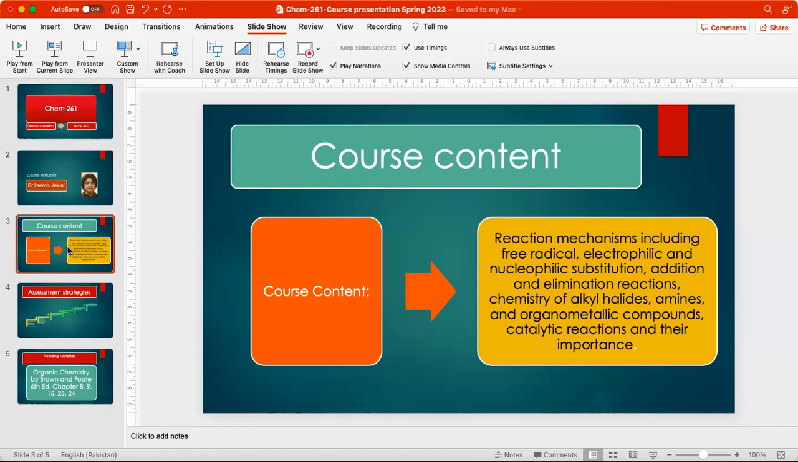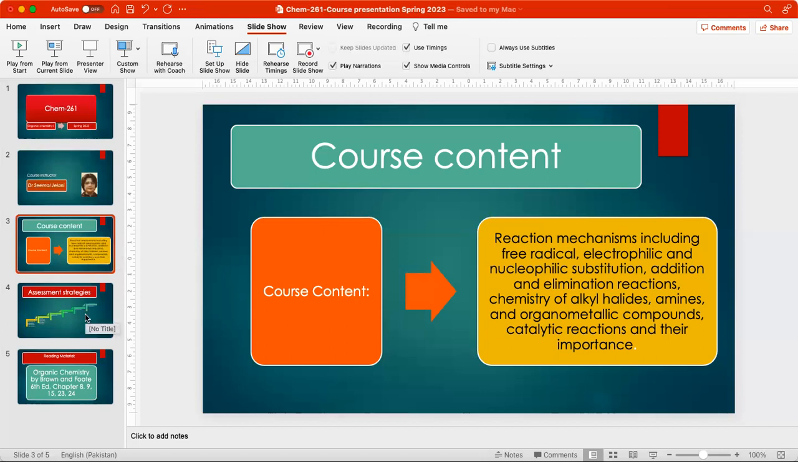We also look into some catalysis and its importance in chemical reactions. We also go for biocatalysis and organocatalysis. We also see diastereoselective reactions and, of course, some information about the stereochemistry of newly synthesized compounds. So these are the course contents.